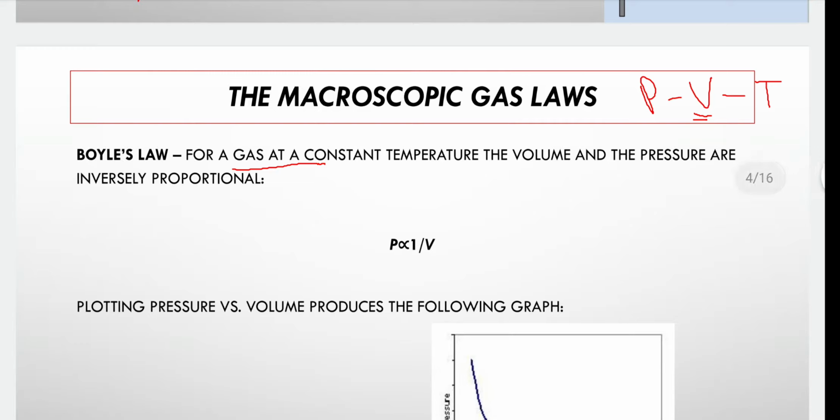Okay, so if you are speaking about the macroscopic gas laws, you have to know that there's a relation between pressure and volume, pressure and temperature, and temperature and volume. Each one of them has a name. Between pressure and volume at a constant temperature, we call it Boyle's law. Boyle's law says that pressure is inversely proportional to volume, which means when the pressure increases, volume decreases, or when the volume increases, the pressure decreases.